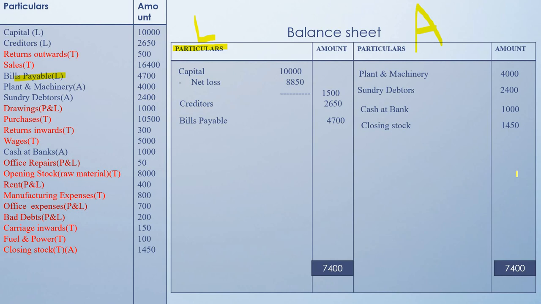We still have adjustments, so in the next video I will explain how to post adjusted items in a balance sheet.